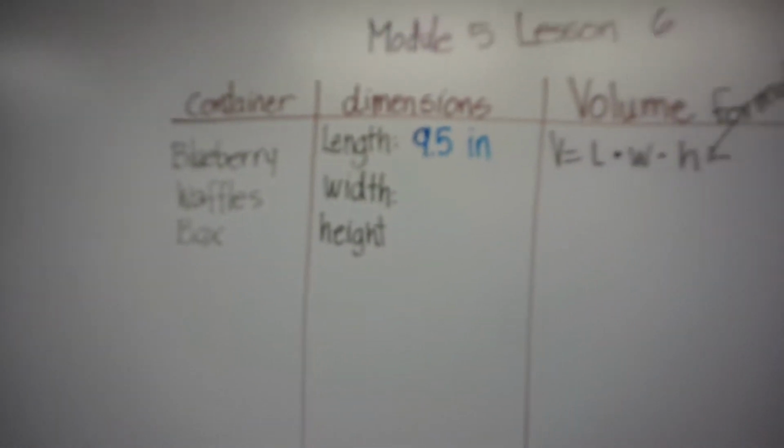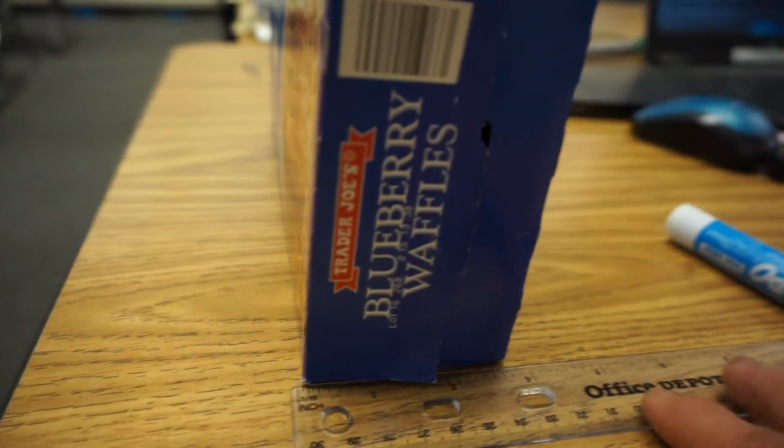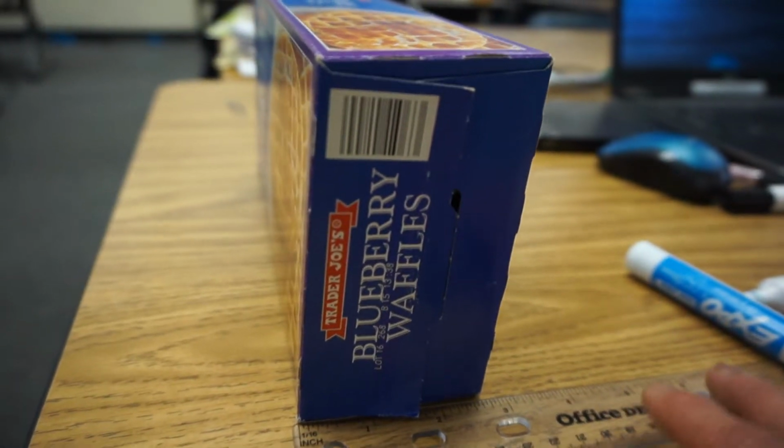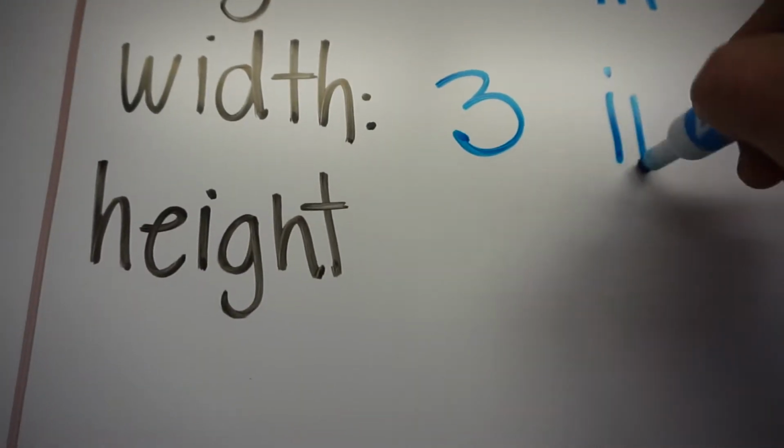Now we're going to measure the width, and let's look at this box. The width is going to be here on the side, my friends. And let's just round this to, it's 2.5 again. We're going to make it into 3 just to make our problem easier. So now the width is 3 inches.